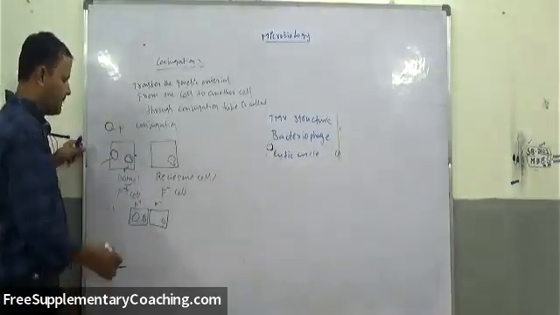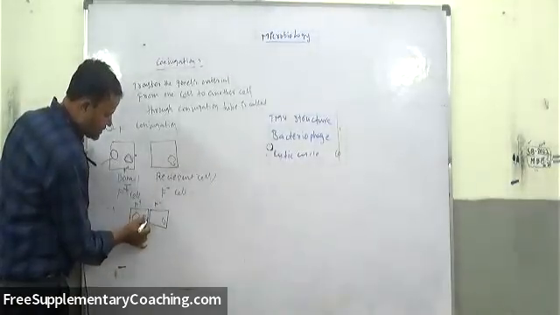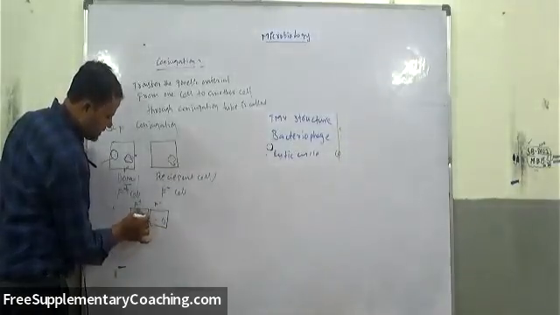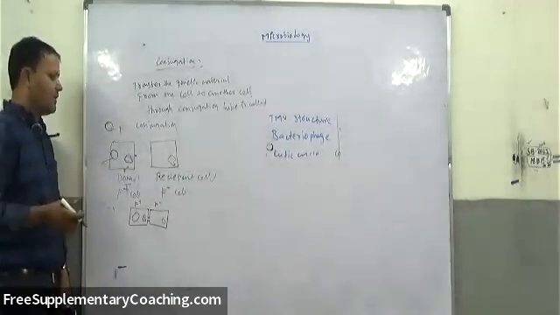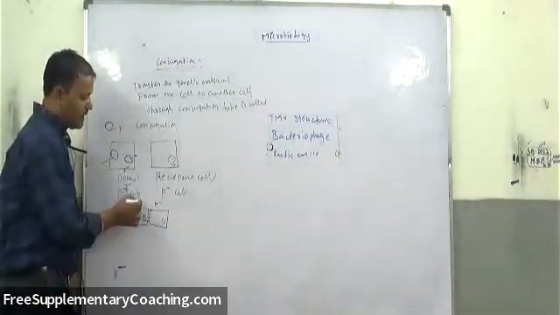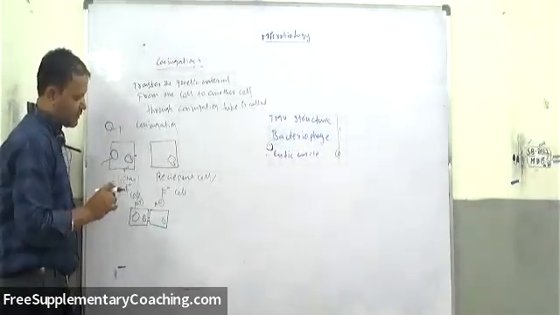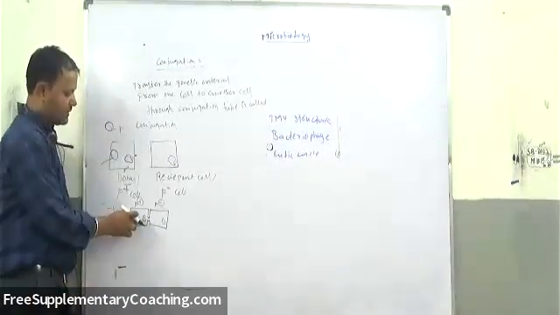What happens here? The sex pili form a conjugation tube between the F plus strain and the F minus strain, after physical contact. What happens after formation of the conjugation tube? The F plasmid gets replicated.